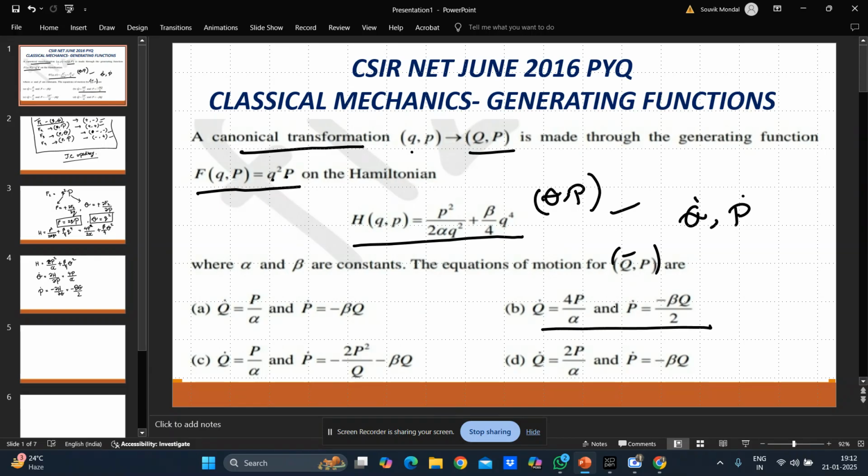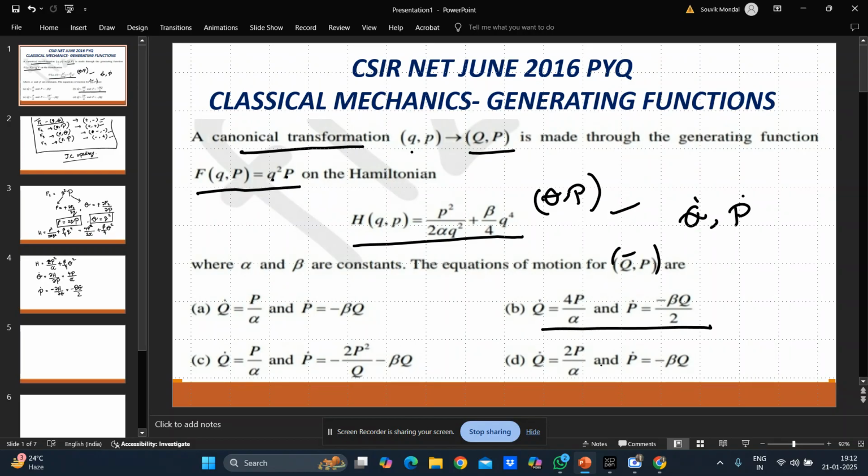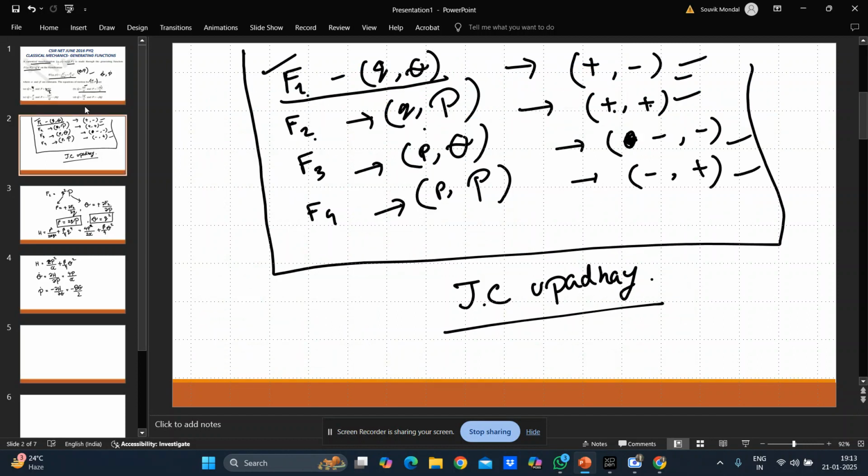So in this problem, you don't need the sign convention very well because of these options. If you find this one, there is no confusion here, because in this option it is P by alpha, 2P by alpha. The only option that contains 4P by alpha is this option. But suppose there is another option, 4P by alpha and plus beta Q by 2. Then you will have confusion. What if it should be plus or it should be minus? Then you can have confusion.